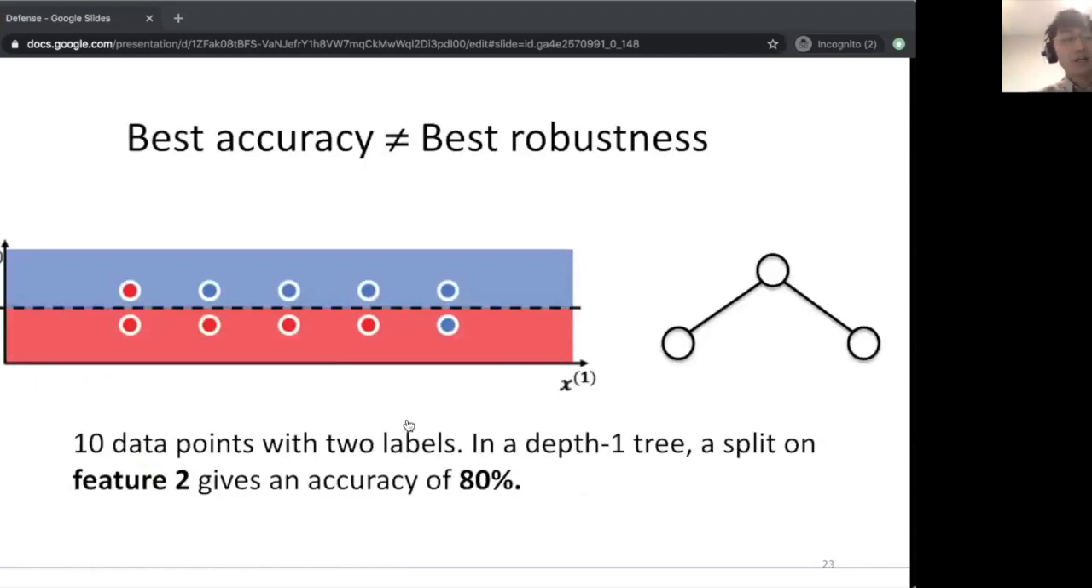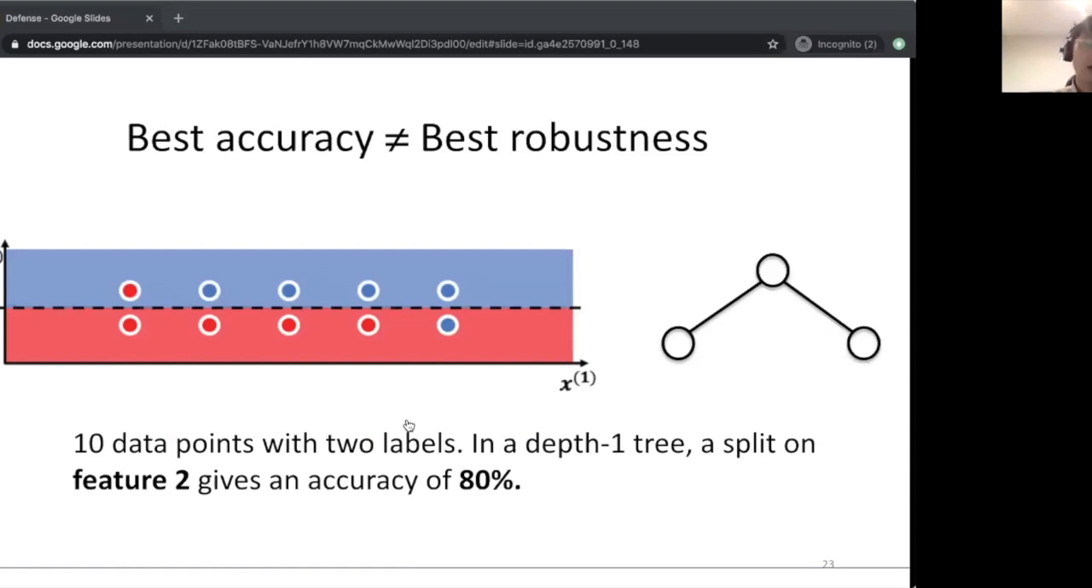First, I'll give some intuition why tree-based models are still pretty vulnerable. Here's a special case toy example to give some intuition. The intuition is that the best accuracy model may not necessarily be the best robust model. For example, here we have 10 data points with 2 labels. We do a binary classification, and they are blue labels and red labels, 2 classes.